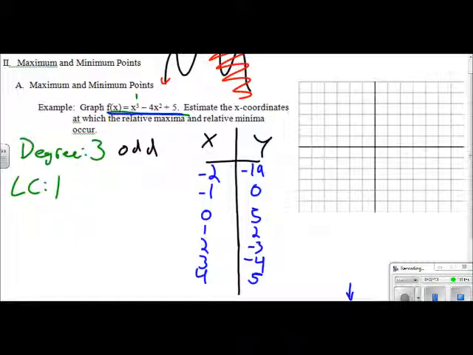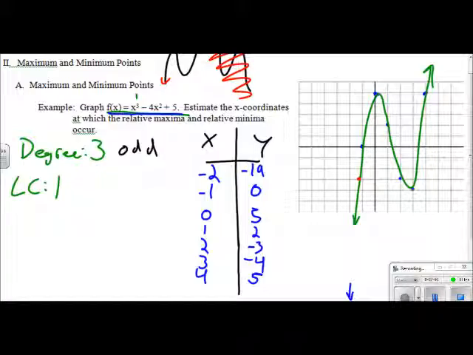At where x is -1, we're at 0. Where x is 0, we're at 5. 1, we're at 2. 2, we're at -3. 3, we're at -4. And 4, we're back up at 5. So that means we're going to be looking something like this. Here's our graph.